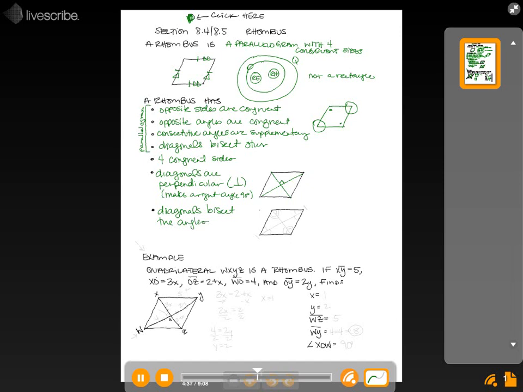Okay, and remember bisect means cut in half. So if we draw our diagonals in, what happens is that these four angles are all going to be the same. Now that's only one of the diagonals. These angles are going to be the same. And the reason we know that they bisect is because those opposite angles are congruent.